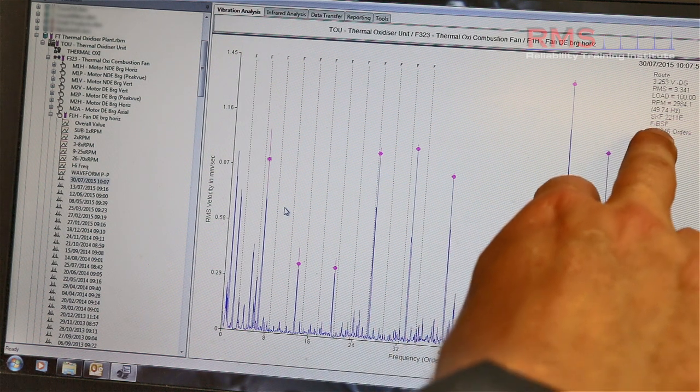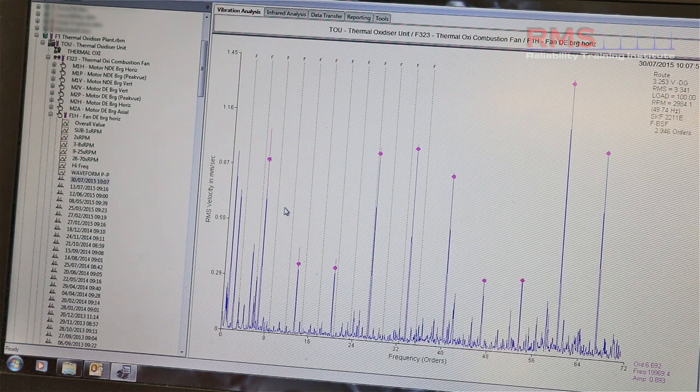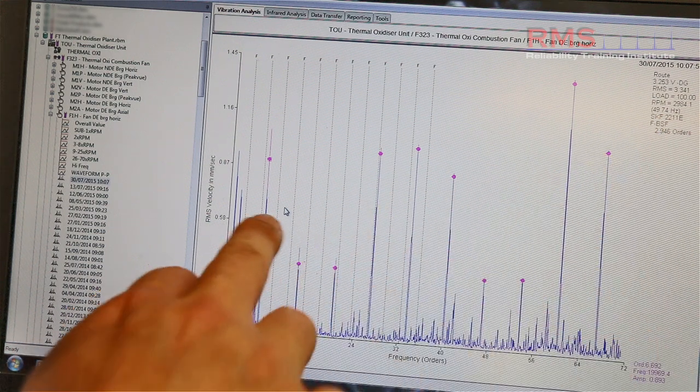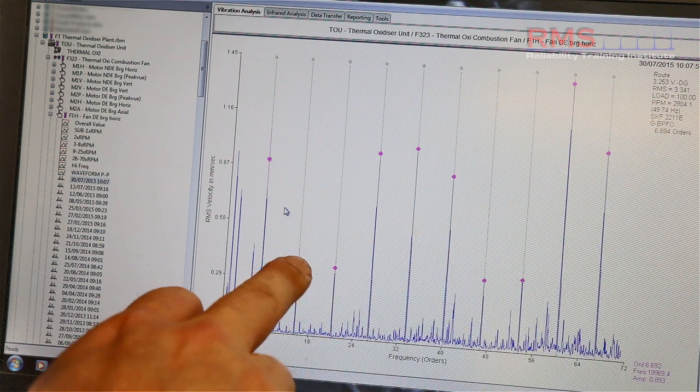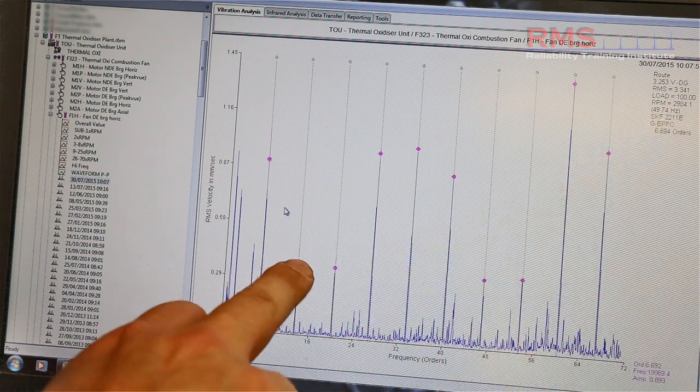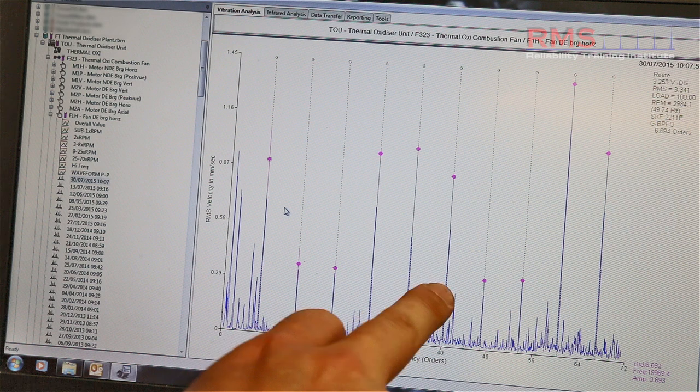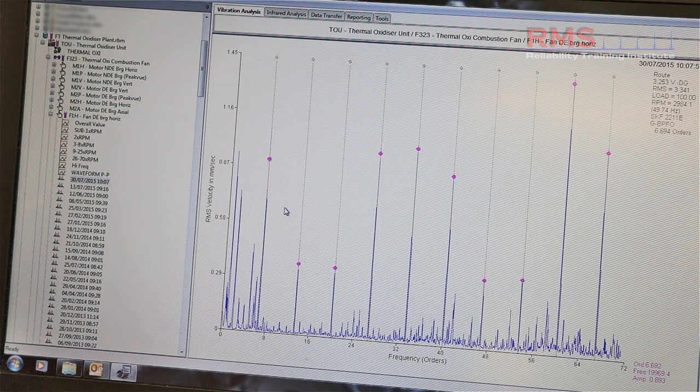Let's do the ball spin frequency, 2.9, we've not got a match. And now the outer race ball pass frequency, outer race, we've got a perfect match with that. So that's saying to me the drive end fan bearing has got quite a severe outer race defect.